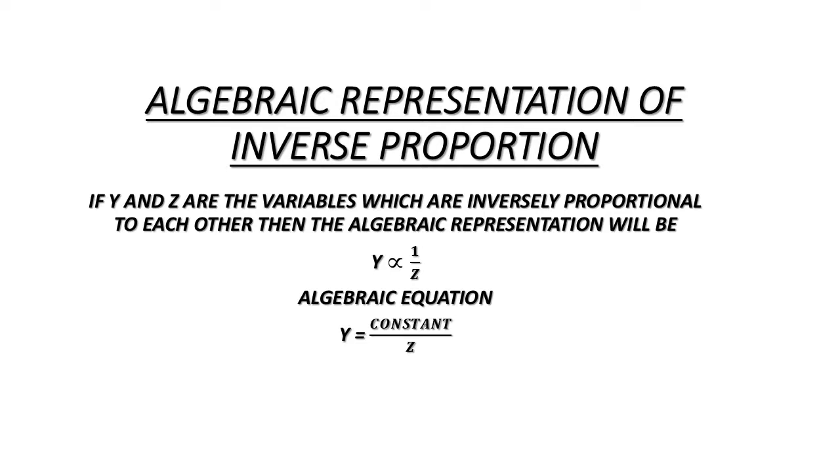Now guys, if you want to convert the expression of inverse proportion into the algebraic equation, then you will replace the sign with equal to any constant. So the algebraic equation will become y is equal to constant over z. This is the algebraic equation of inverse proportion, right?